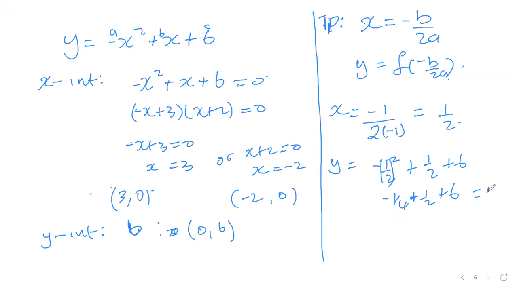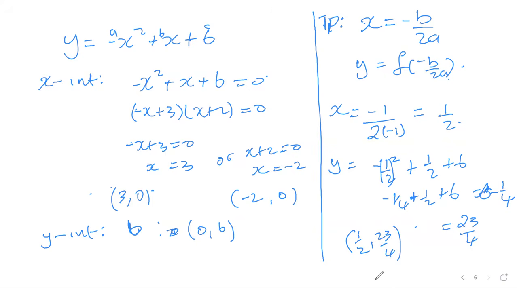So it's going to be 6. Okay, it's a half minus 1/4 rather. It's minus 1/4 plus 6. So 6 minus 1/4, which is 24 minus 1 is 23/4, basically. Okay, so our vertex is the point a half, 23/4.